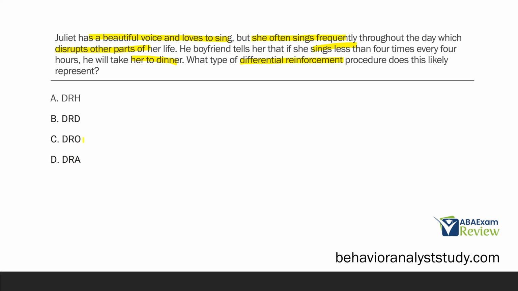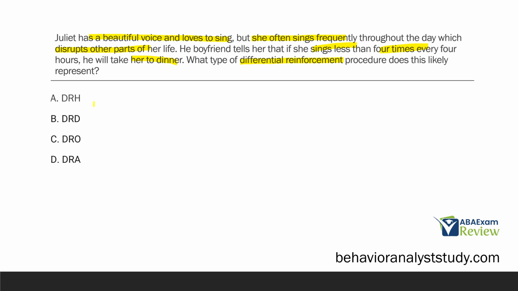Well, with DROs and differential reinforcement of other behaviors, when do we reinforce? We reinforce in the absence. So if we were running a DRO here, the boyfriend would only reinforce Juliet when she wasn't singing. But that's not the case here, right? He's looking for her to sing less than a set criterion, okay? Since we have a set criterion and a set interval, it can either be DRD or DRL because we're reducing it. Why is it not A?